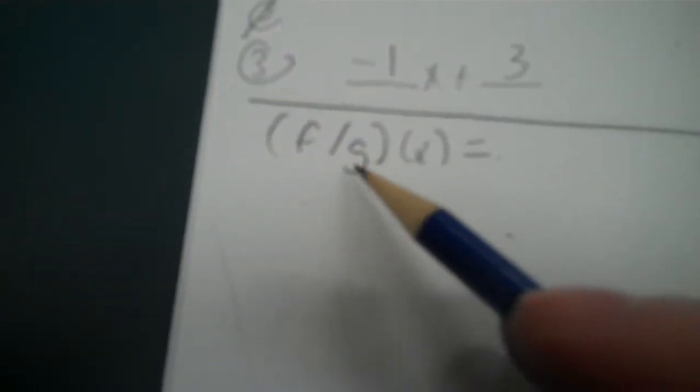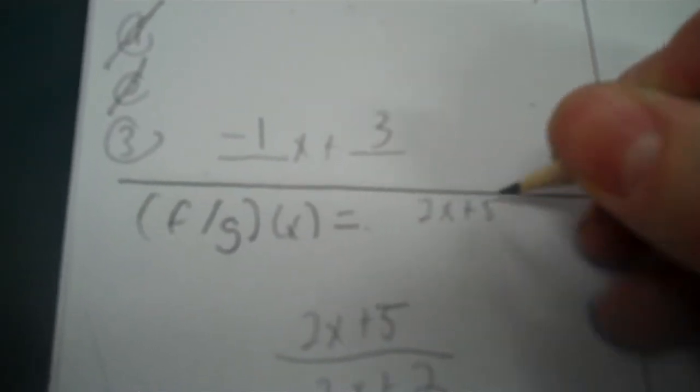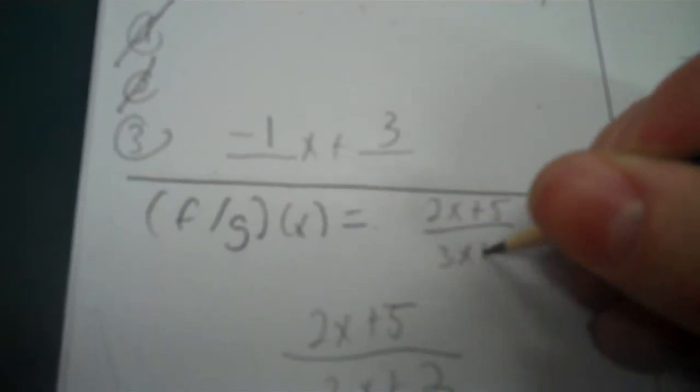Okay, now remember, dividing's easy. Don't overthink it. You make a division line. You put your f on top, 2x plus 5, and then you put your g on bottom, 3x plus 2, and then you can't really simplify that. So that's just what it's equal to, 2x plus 5 over 3x plus 2.